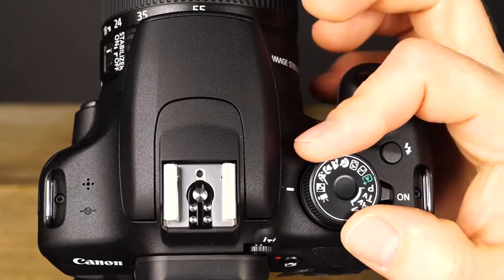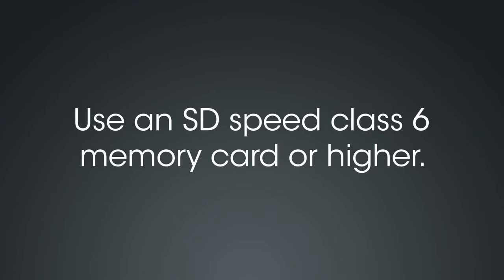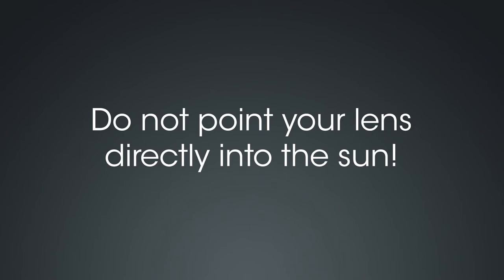In addition to live view, your T5 is also capable of shooting high-quality HD video. To use the camera's movie mode, set the mode dial to movie. When shooting movies, use an SD Speed Class 6 memory card or higher. If a slower memory card is used, the movie may not be properly recorded. While shooting movies or in live view, be sure that you do not point the lens toward the sun, as it may damage the camera's components.